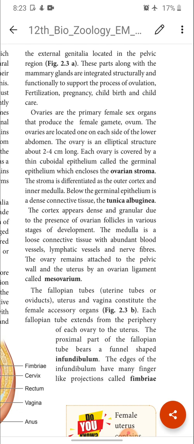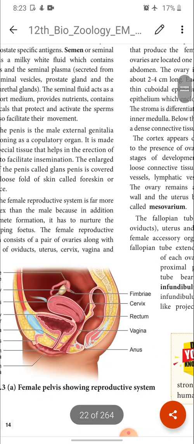The ovary remains attached to the pelvic wall and uterus by ovarian ligaments called mesovarium. So what is mesovarium? You will get a 2 mark question. It is nothing but the ligament by which the ovary is attached to the pelvic region and the uterus, a connective tissue called mesovarium. Okay, we have finished ovaries. So the ovary is continued as you see, children.